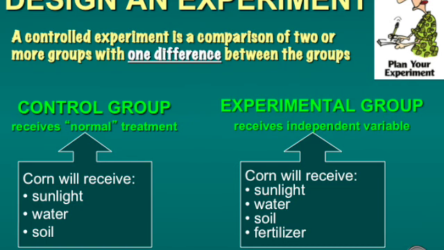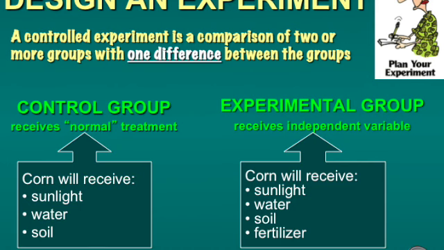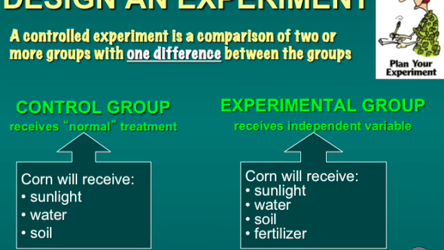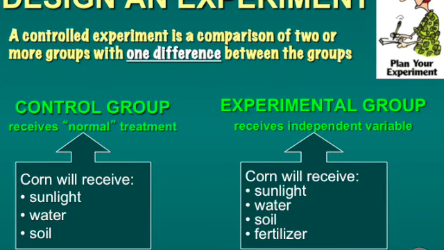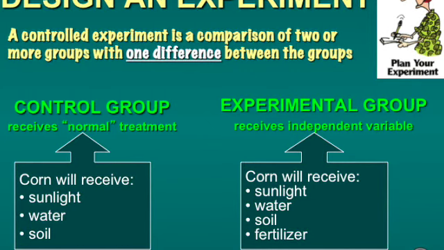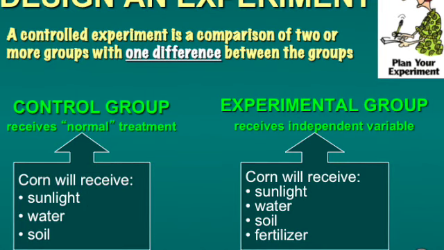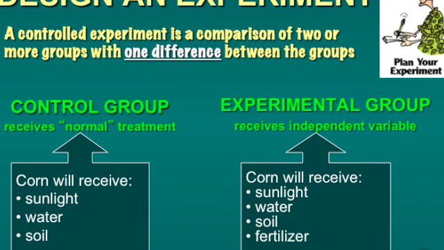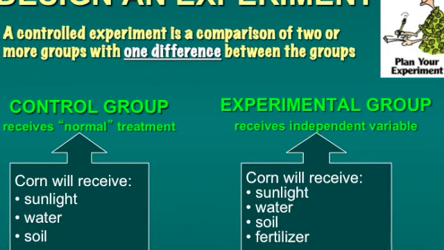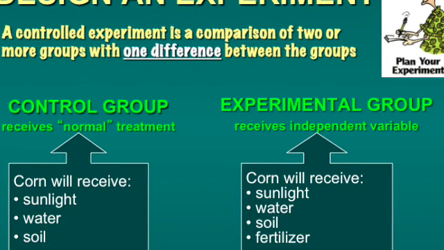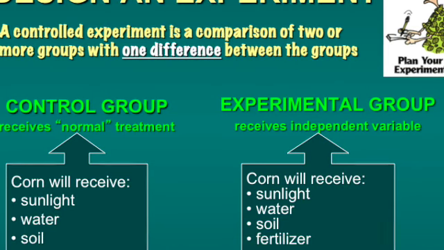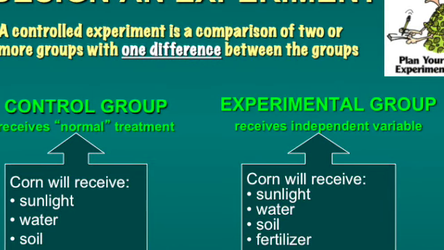Alright, so when we're looking at designing an experiment, controlled conditions or a controlled experiment really becomes a comparison between two groups. There's typically only one difference between the groups. When you have more than one difference, it gets difficult to tell which difference is producing your results. So our first group will be our control group. And in this case, it will receive what normal plants receive, which is sunlight, water, and soil.